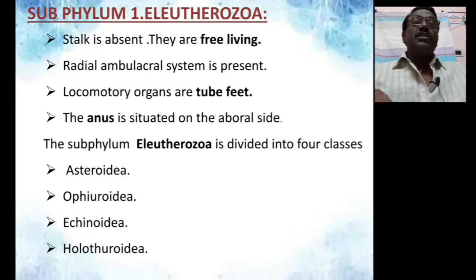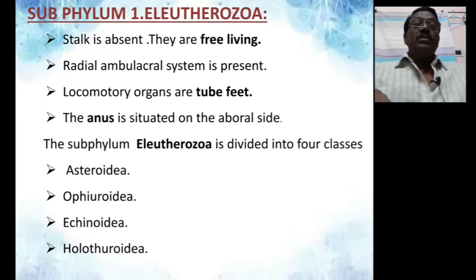Mostly the animals included under this Eleutherozoa subphylum have a peculiar structure, that is nothing but the tube feet. And in these organisms, the stalk is absent. Because of the absence of stalk, they are free living. And the ambulacral system is a very specific system found in this Eleutherozoa. And another specific feature of these organisms is the location of the anus on the aboral side.